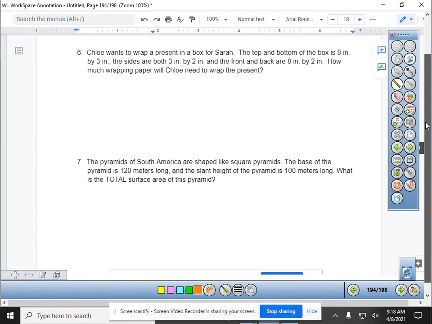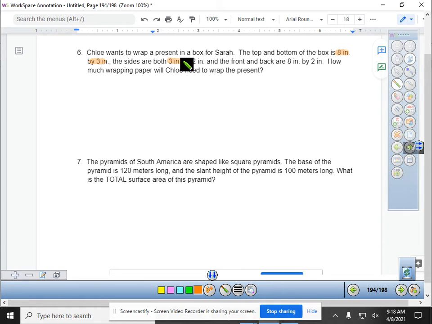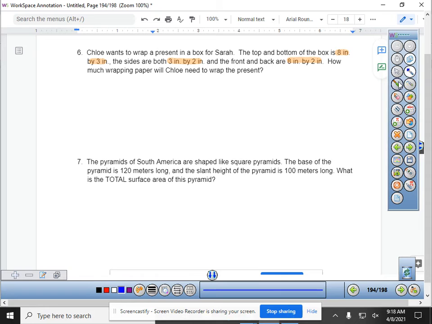Chloe wants to wrap a present in a box for Sarah. The top and bottom of the box is 8 inches by 3 inches. The sides are both 3 inches by 2 inches, and the front and back are 8 inches by 2 inches. How much wrapping paper will Chloe need to wrap the present? It gives you everything you need.